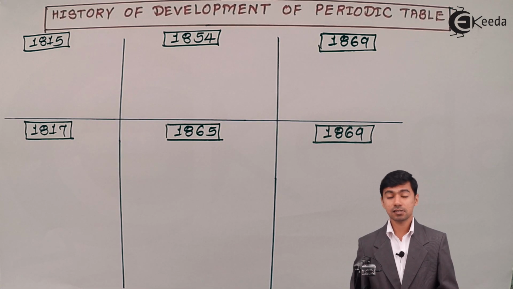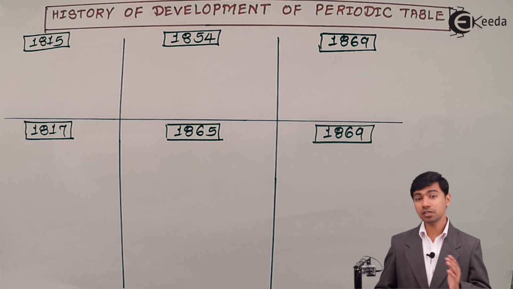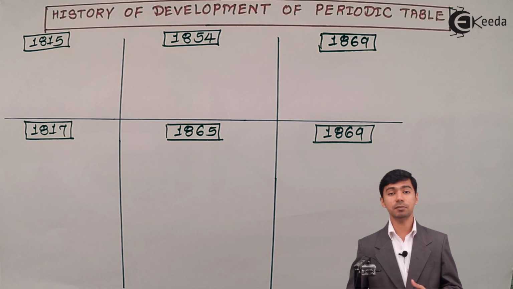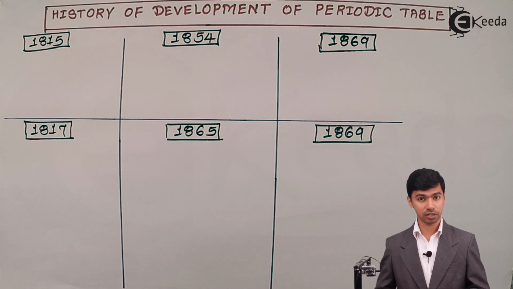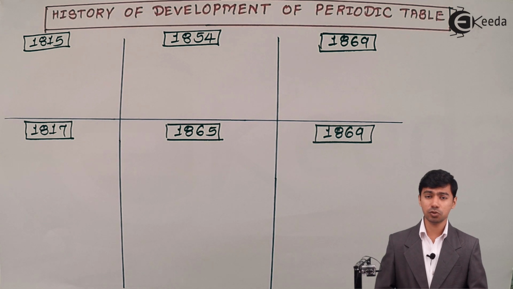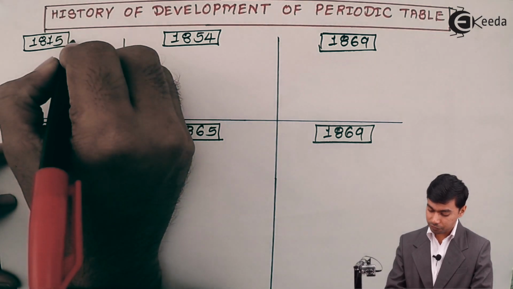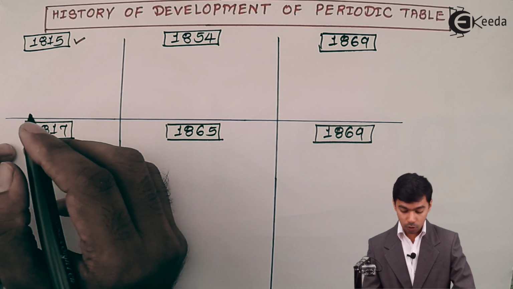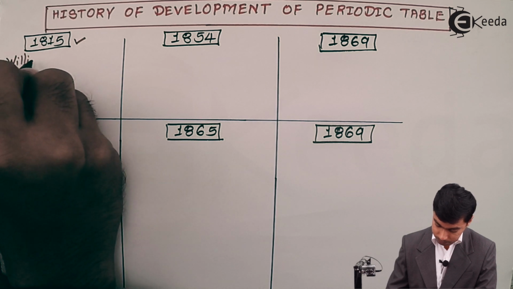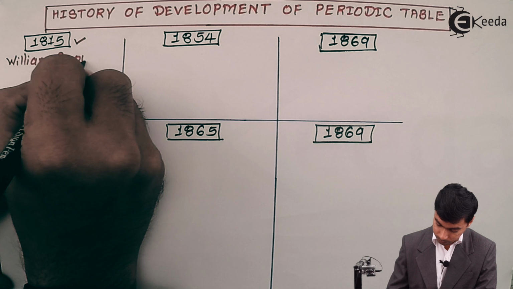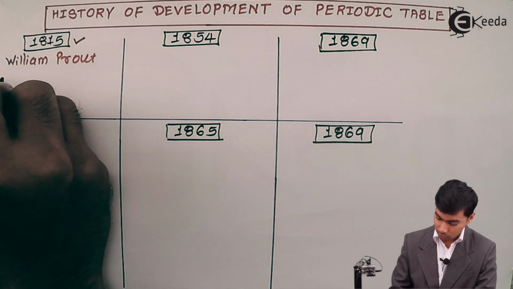As we already have discussed, the need for classification arose from the new discoveries of elements. As new elements were being discovered every year, scientists were thinking of classifying these elements in a unique way. Because of that, in the 18th century the classification of elements started. According to that, in 1815 the first classification was made. Who made this classification? The name of the scientist was William Prout.